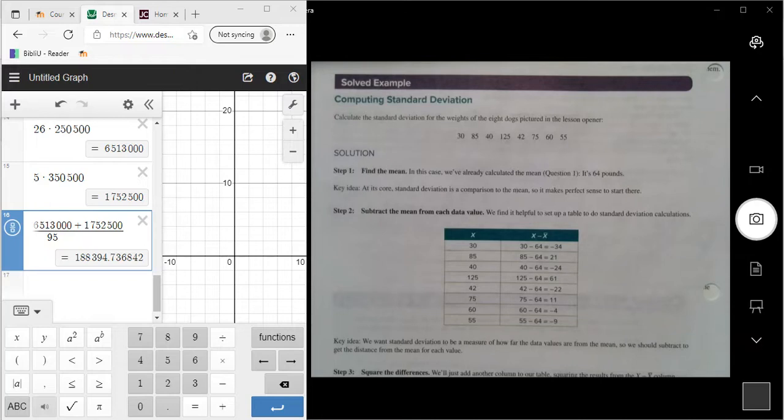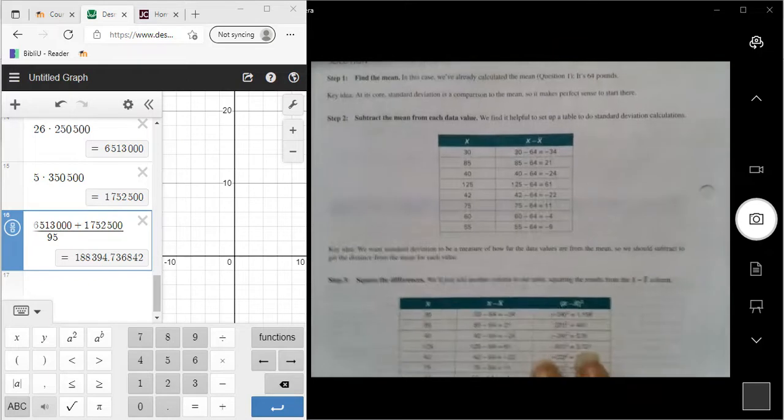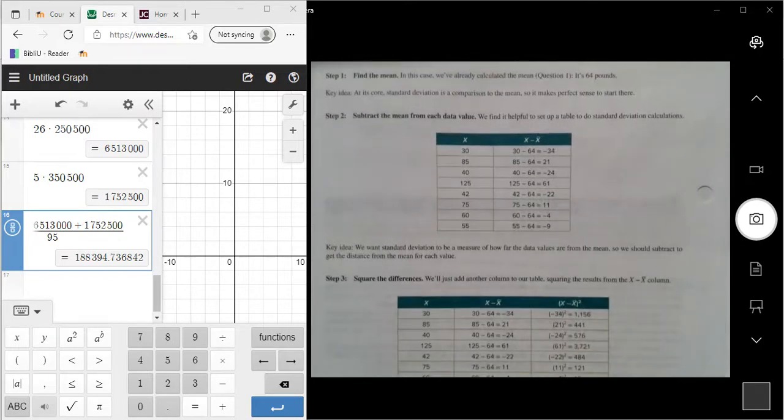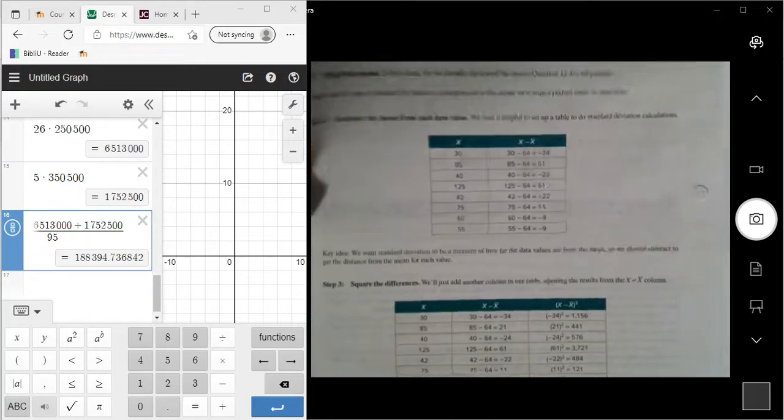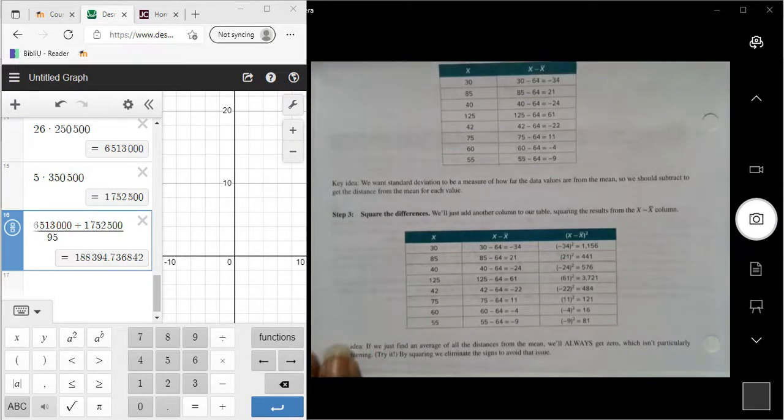We find it helpful to set up a table to do standard deviation calculations. So basically, you find the mean and you subtract it from all of the data values, which we have here. Okay, now the key idea. We want standard deviation to be a measure of how far the data values are from the mean. So we should subtract to get the distance from the mean for each value. Now, our next step, we're going to square the differences. We'll just add another column to our table, squaring the results from the x minus the mean column, which we did.